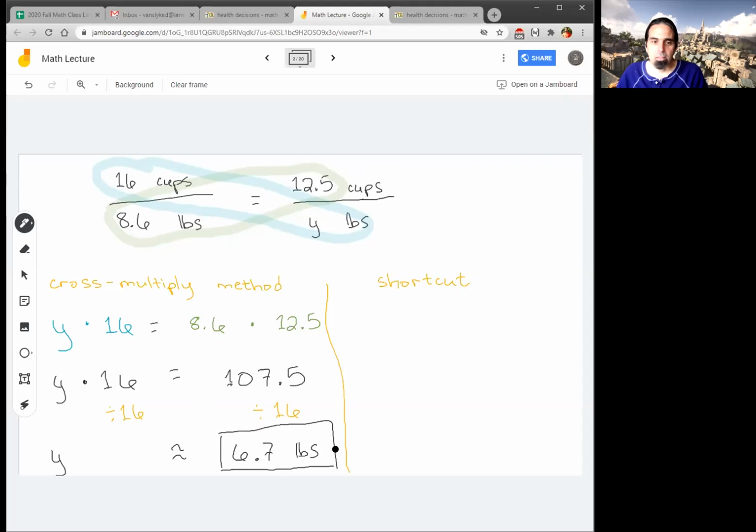The shortcut said that the ones that don't have the y, you can multiply. And then the ones that do have the y, that number you divide. So we'll do the 8.6 times the 12.5. And then we'll divide by the one opposite the y diagonally. And that gets us the same answer more quickly.